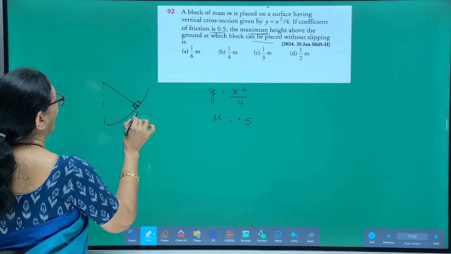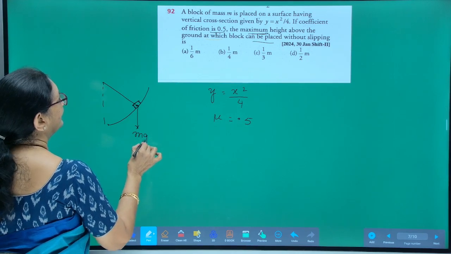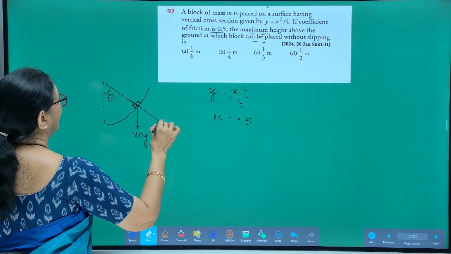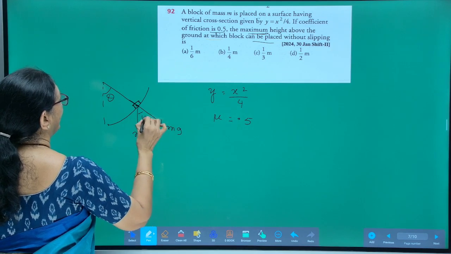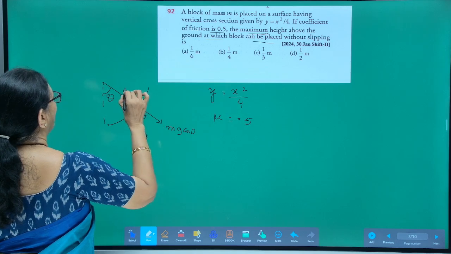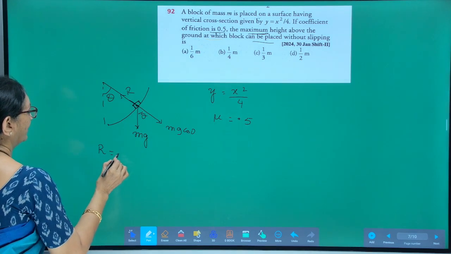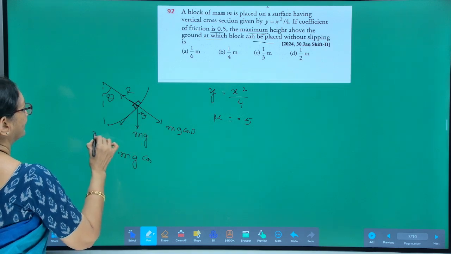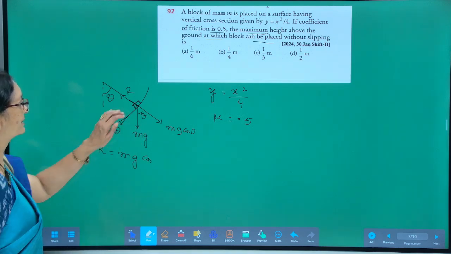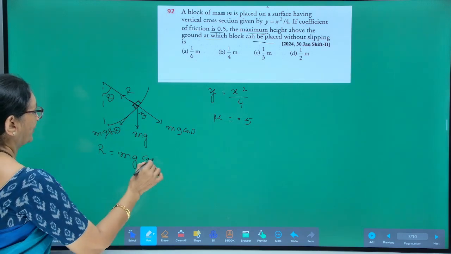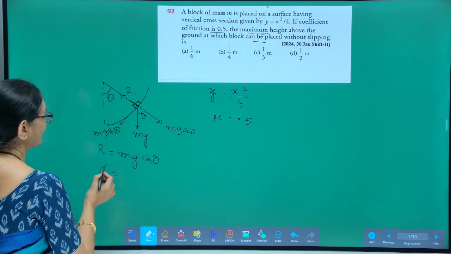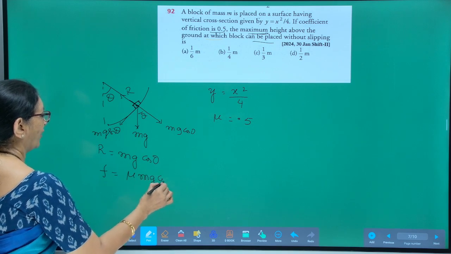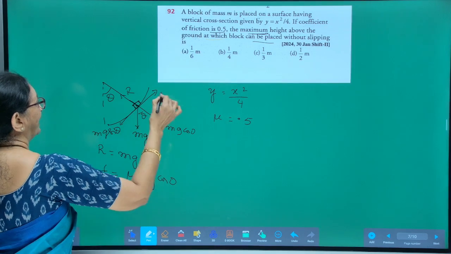When it is at this point, mg will be acting in the downward direction. Let this be theta. So, its component along this is mg cos theta. So normal reaction R is equal to mg cos theta, and its component along this is mg sin theta, because of which the body slides down. Look here, the possible friction that comes into play is mu into normal reaction, that is mu mg cos theta. This acts in this direction.